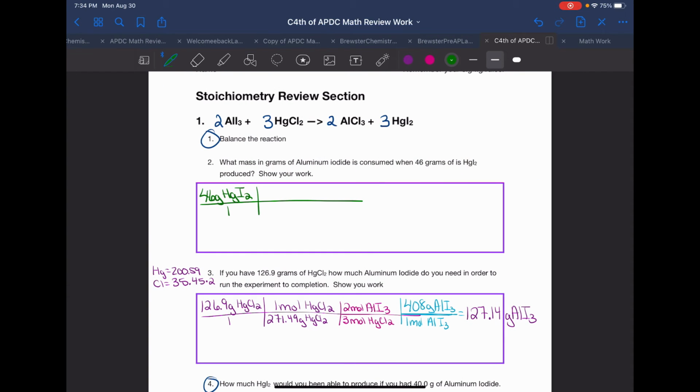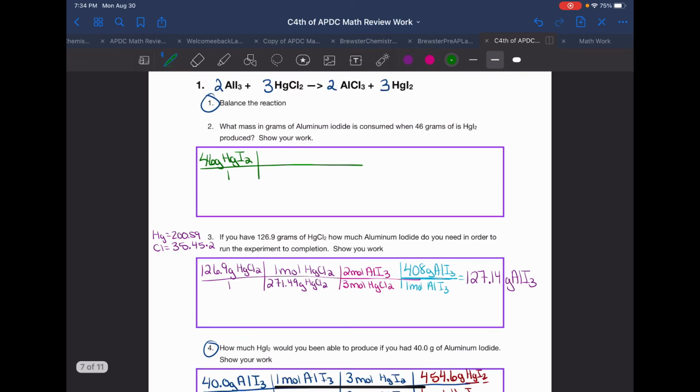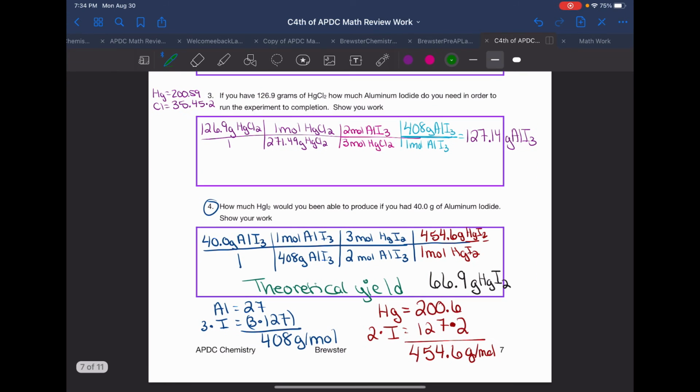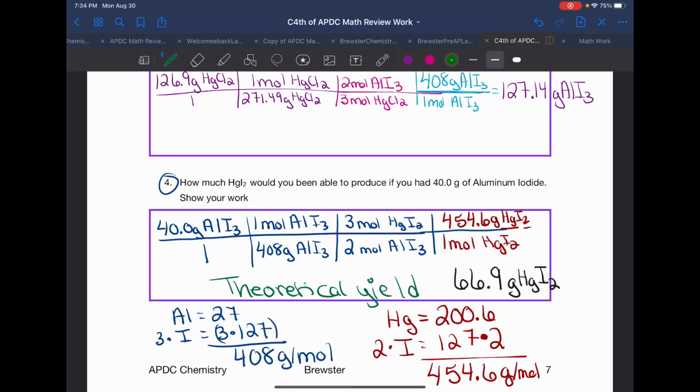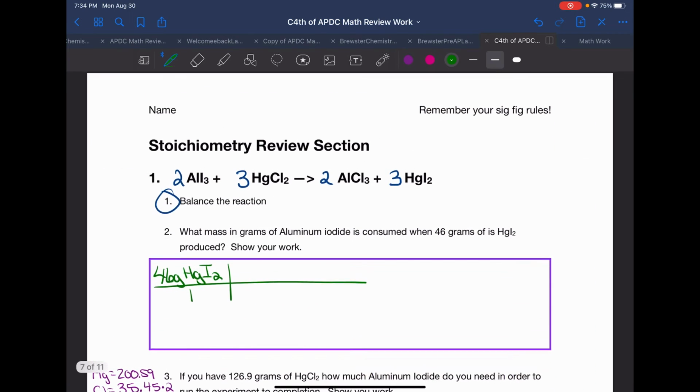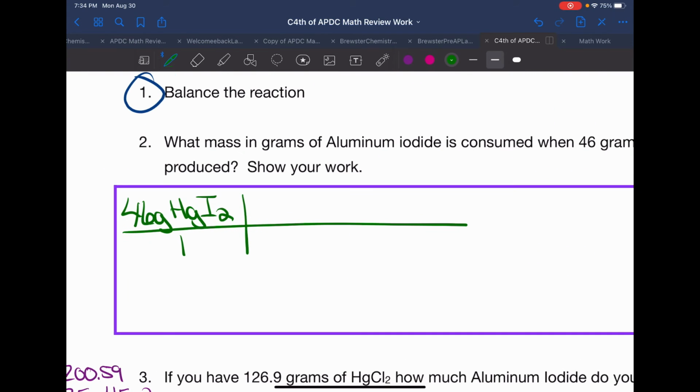Now, since I've already worked some of these problems, I already have the mass of HCl2. We did this earlier today down here in the red. And so HCl2 weighs 454.6. Since mass is on top, we're going to put it on the bottom next: 454.6 grams HCl2 equals 1 mole HCl2. I do expect you to label your units.